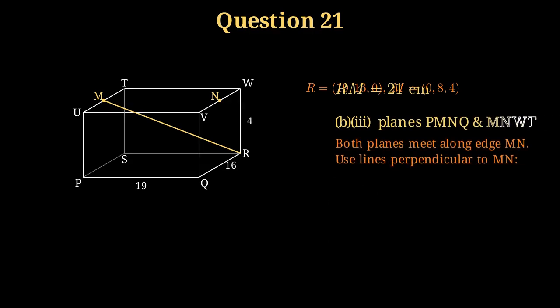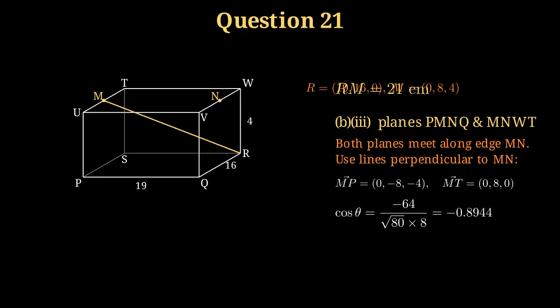Part B, 3. The obtuse angle between planes PMNQ and MNWT. These two planes share the edge, MN. We take a line in each plane that is perpendicular to MN and find the angle between them. In plane PMNQ, the vector MP is (0, -8, -4). In plane MNWT, which is the flat top at height 4, the vector MT is (0, 8, 0).